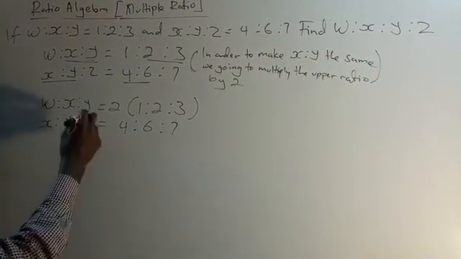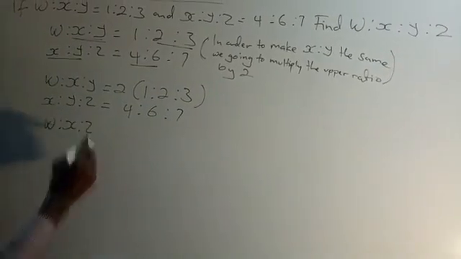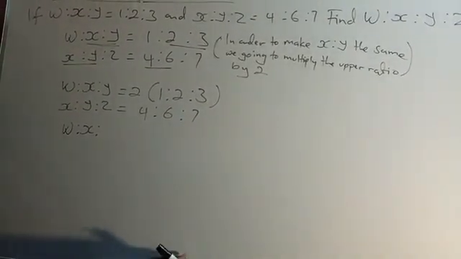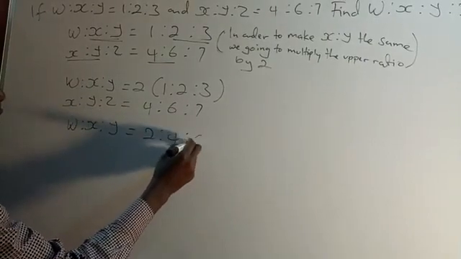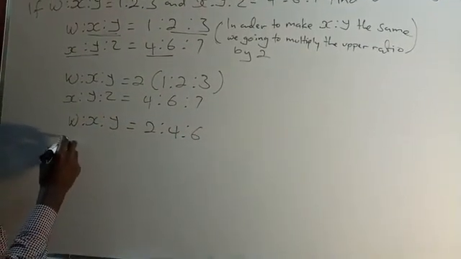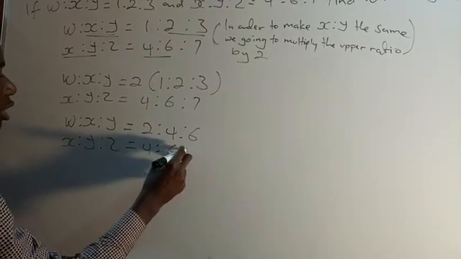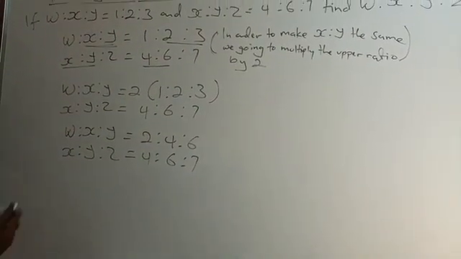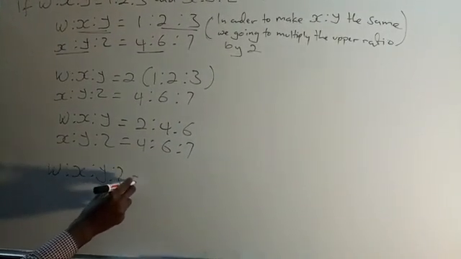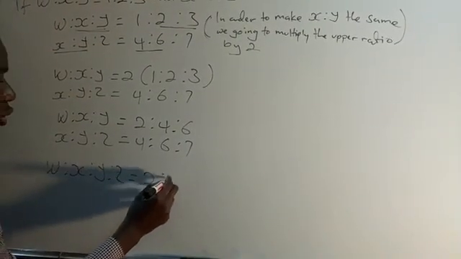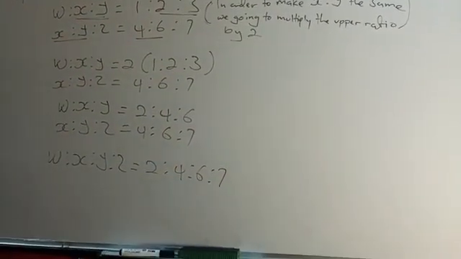By multiplying it through, we shall get W to X to Y equaling to 2 to 4 to 6, and the downer ratio of X to Y to Z equaling to 4 to 6 to 7, getting W to X to Y to Z will be equaling to 2 to 4 to 6 and to 7, the last one. So that's the answer.